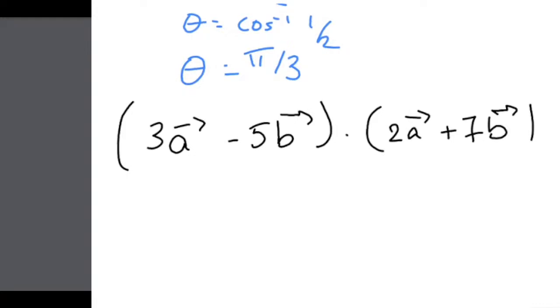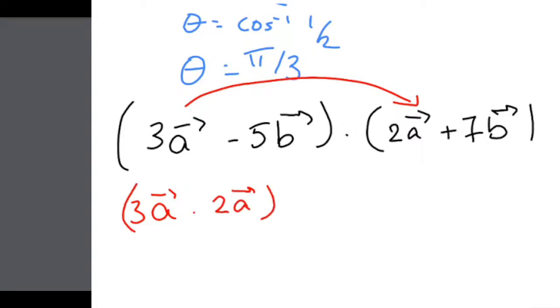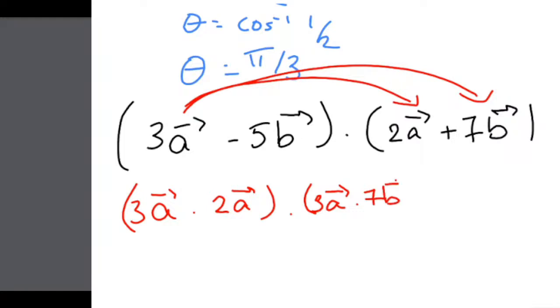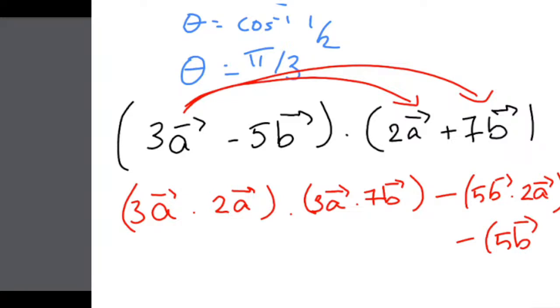So what you can do is, let's multiply 3a vector into 2a vector. So first we get 3a vector dot product of 2a vector. Okay, then we'll multiply this with 7b vector. So what we'll get is 3a vector dot product of 7b vector, right, minus same 5b vector dot 2a vector, again minus 5b vector dot 7b vector, right.